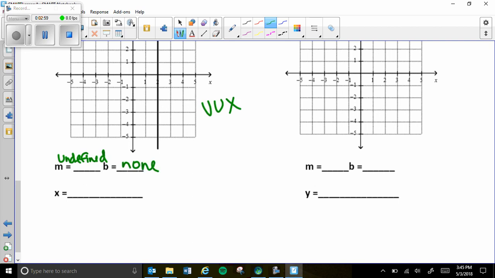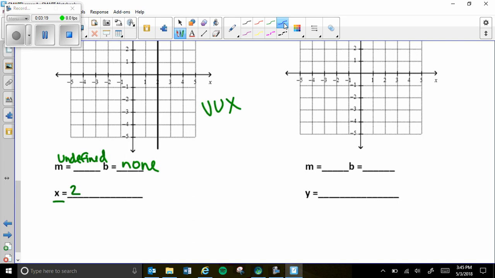Well, how are we going to write an equation of a line that has an undefined slope and never crosses the y-axis? Remember, when we're given a vertical line, it's an x equals, and in this case, where does it cross the x-axis? At 2. So x equals 2 is the equation of that line.